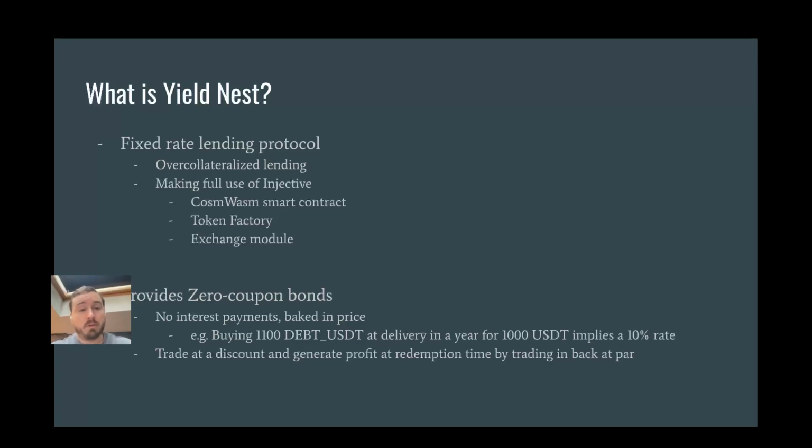We're making full use of Injective to build this project. So we're using a Cosmos WebAssembly smart contract that handles all things related to your debt position. So creating a debt position, closing a debt position, this sort of stuff. We're using Token Factory to create the debt tokens themselves. And we're using the underlying exchange module as well for handling the exchange of these debt tokens.